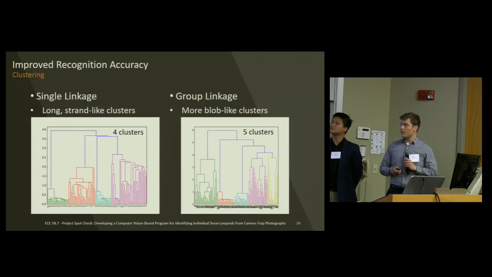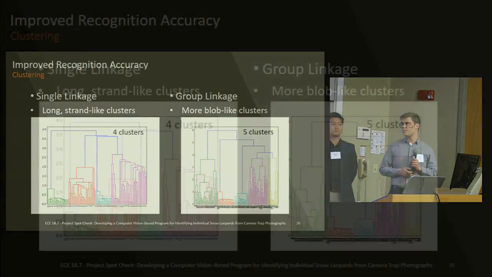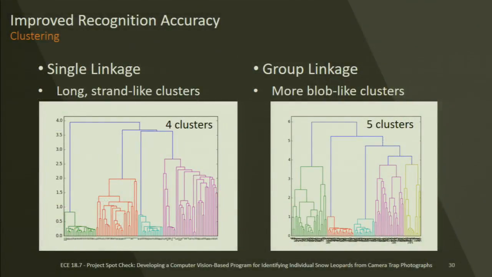We also, as part of our work with clustering, wanted to experiment with other clustering methods. So these are 2 of our major candidates. They're called single and group linkage. They work under the concept that every chip starts out as its own individual cluster, and then the two most similar clusters are repeatedly combined until you end up with one big cluster up here.